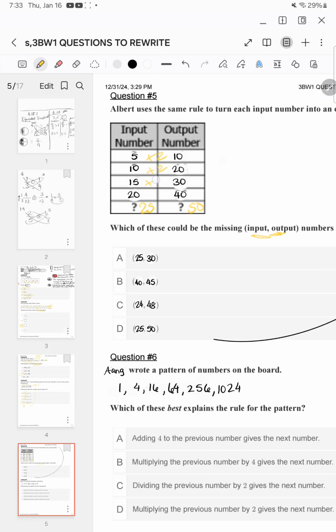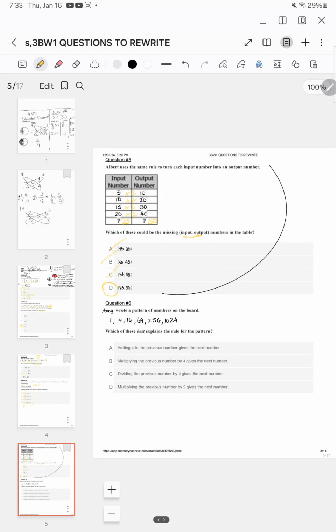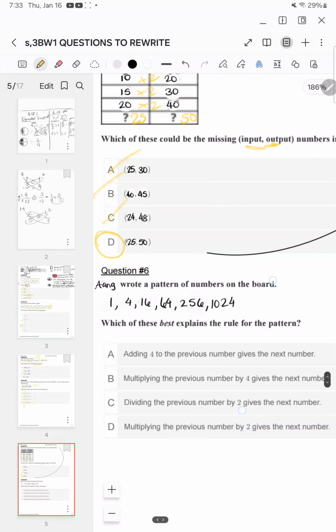10 times 2 is 20. So we actually have multiple ways we could have used to get the answer. So I already noticed this. Right? Now, Aang wrote a pattern. This is his pattern. What explains it?